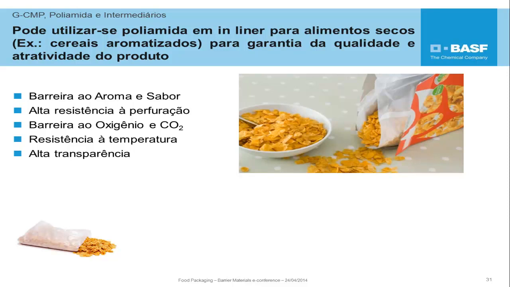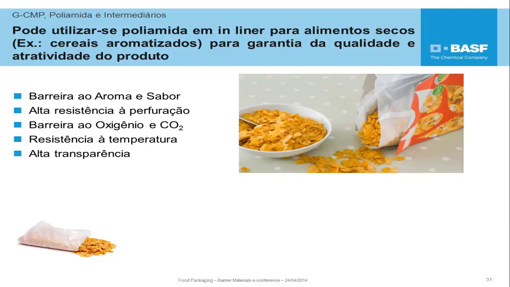For cereals with aromas and flavors, such as chocolate and fruits, polyamide is used in a multi-layer film with high barrier to humidity. Polyamide comes not so much for mechanical properties, because the carton protects the product, but it is used as a barrier to aromas, because of the appeal of those scents in the cereal.